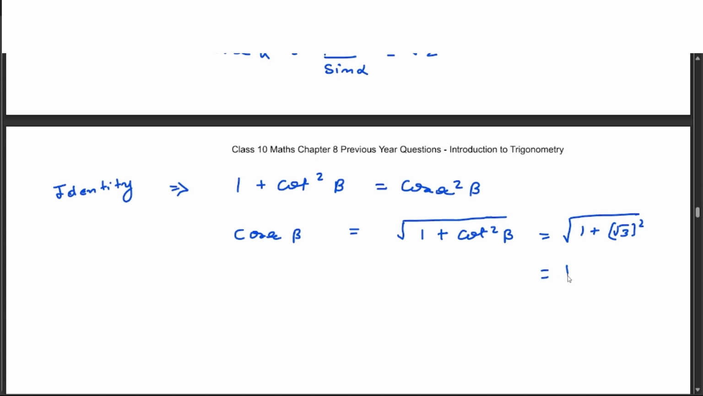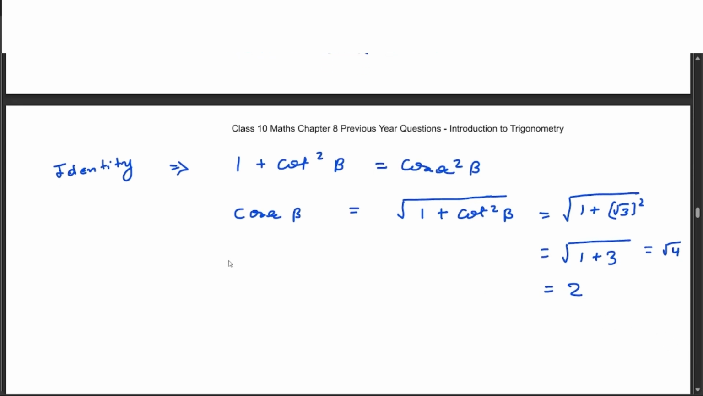So which means you will get 1 plus 3, you will get root 4, which means cosec beta, how much value will you get? 2. Now the question is asking to find the value of cosec alpha plus cosec beta.